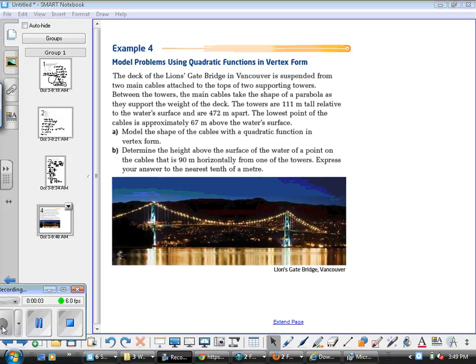Right, so here's an example. It's a nice word problem that we can model using a quadratic function. We'll use our quadratic function in vertex form.